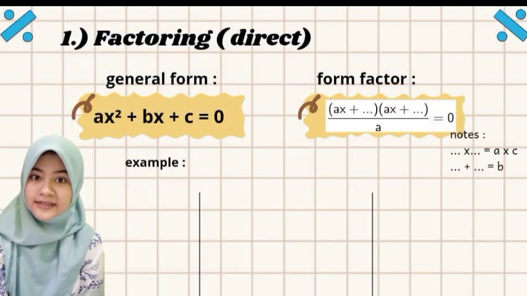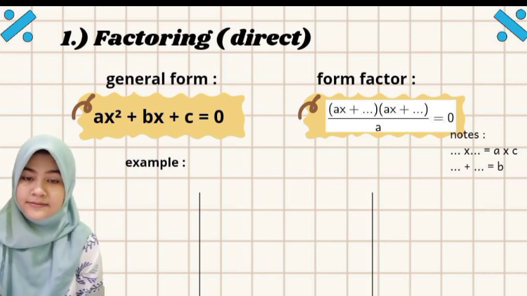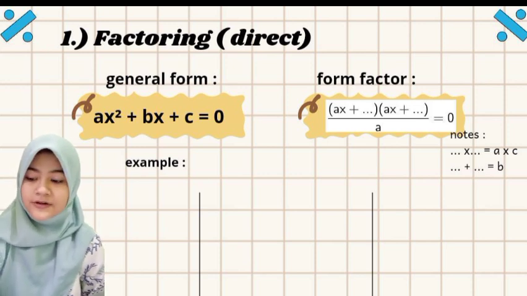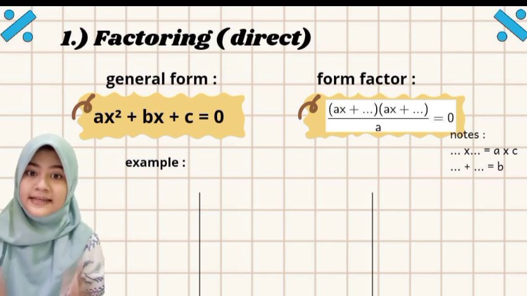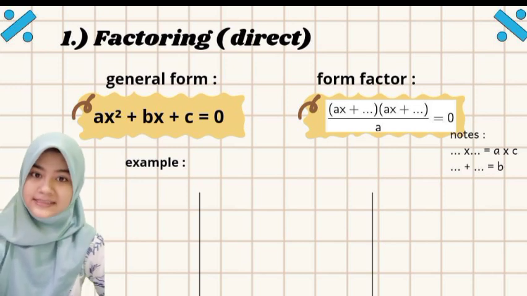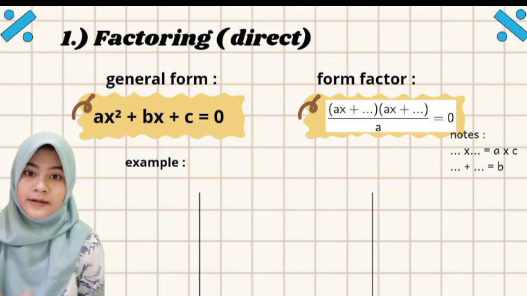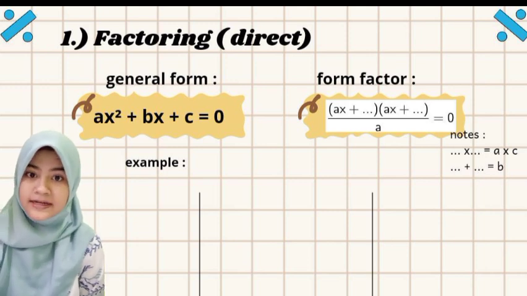Next, the first quadratic equation formula is factoring or direct. With the general form a times x to the power of 2 plus b times x plus c equals 0. And the factor form is a times x plus m in brackets times a times x plus n in brackets divided by a equals 0. With the note, m times n equals a times c, and m plus n equals b.